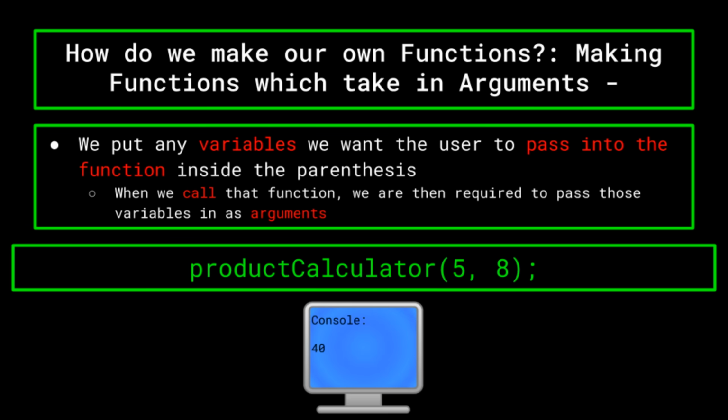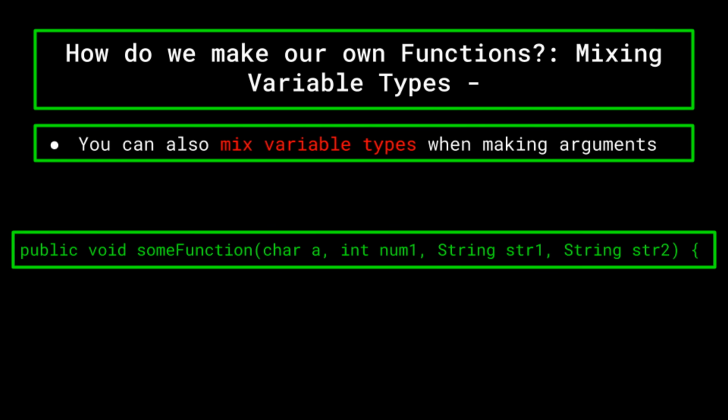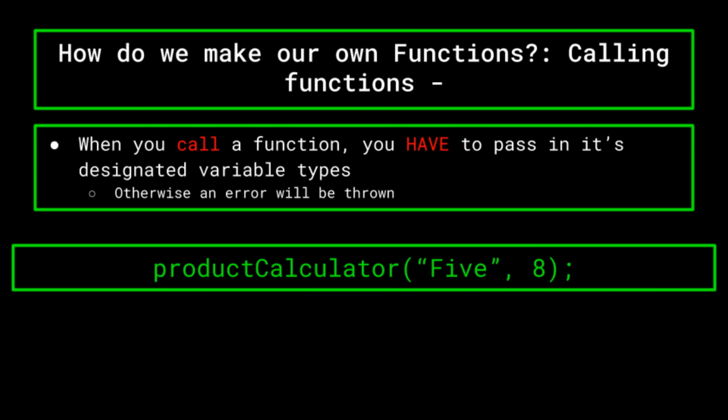It's pretty important to note that you can also mix and match variables when making arguments. So you can have some function which takes in a car, an integer, and two strings all within one function. The last thing I want to mention about arguments is that when you call a function, you have to follow the variables you defined when making the function. So for our multiply numbers function, you couldn't put in a string and then an int. It has to be two integers because that's what the computer is expecting to be passed into the function.